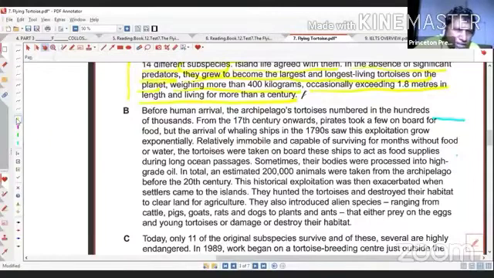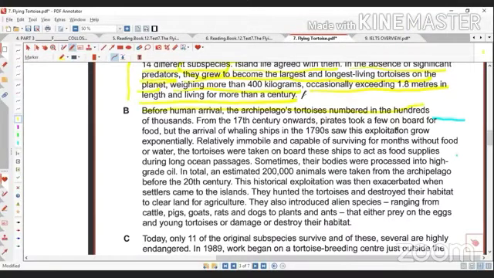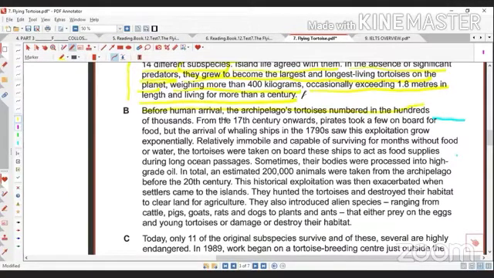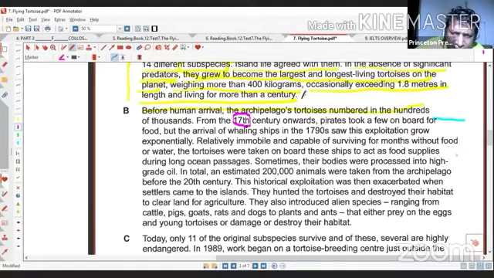The first line is very important. This is usually the topic sentence. The first line: before human arrival, the archipelago. What is an archipelago? A group of islands. Tortoises numbered in the hundreds of thousands. From the 17th century onwards, you remember this year? Yeah, we read 17. So what are we going to do? The best thing would be highlights. You just make a mark at 17. I have found that. Then what? While solving the second one, you don't have to read the first paragraph. You know that it starts from here, and the next question will be next.